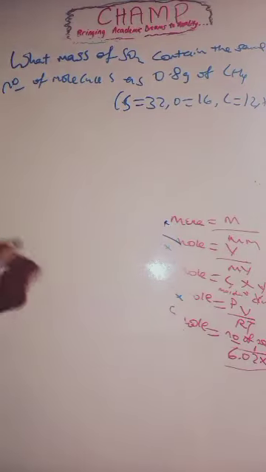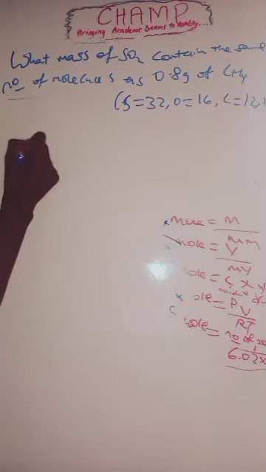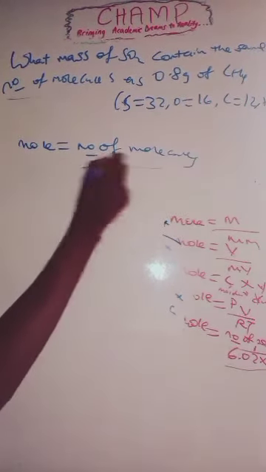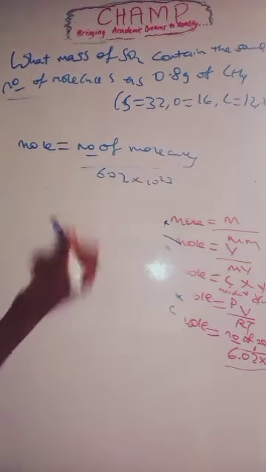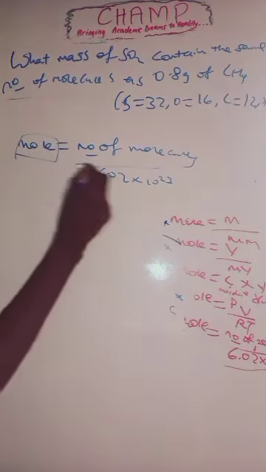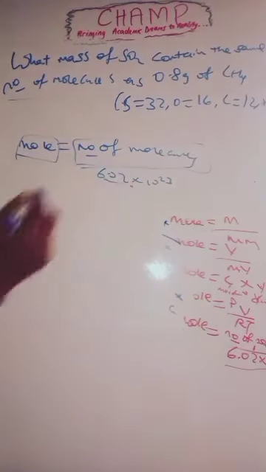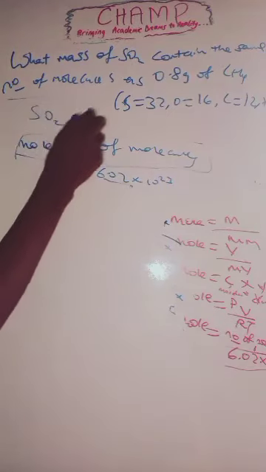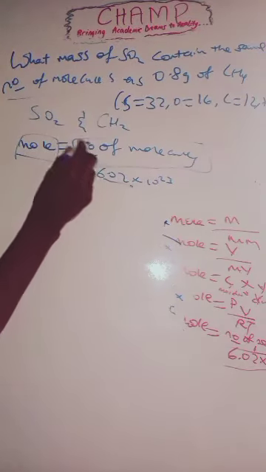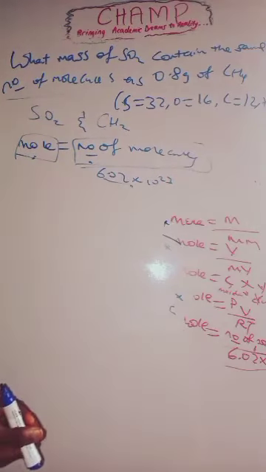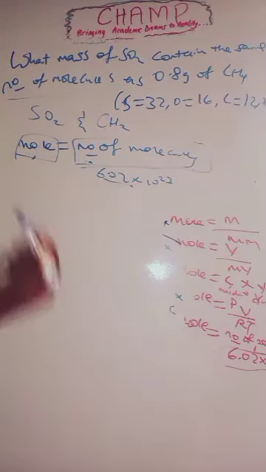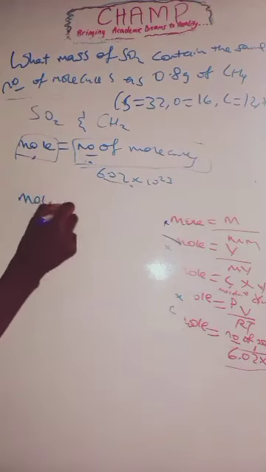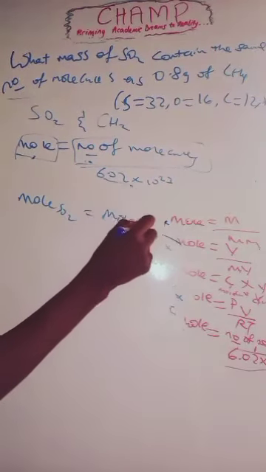Now, to this question, you actually don't need to stress yourself. The same number of molecules. Mole is equal to number of particles, which can be number of molecules, over 6.02 times 10 to the power 23. This is a constant. So for two compounds SO2 and CH4 to have the same number of molecules, they must have the same number of moles. You get it? So they are asking you, when will the mole of SO2 be equal to that of CH4? So just equate it.